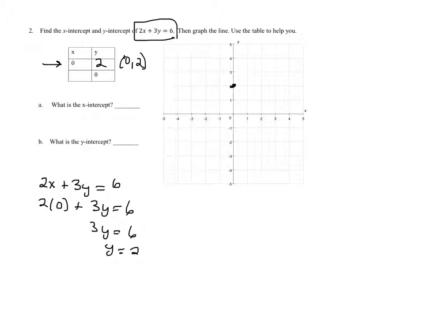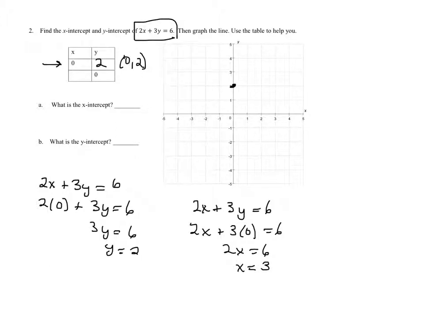This time I'm going to put 0 in for y and figure out what x is. So I get 2x is equal to 6, so x is 3. Now I'm going to graph the point (3, 0), and there it is. I'm going to do my best to connect the points really quickly here, and that looks really good. This is now the line 2x plus 3y is equal to 6.